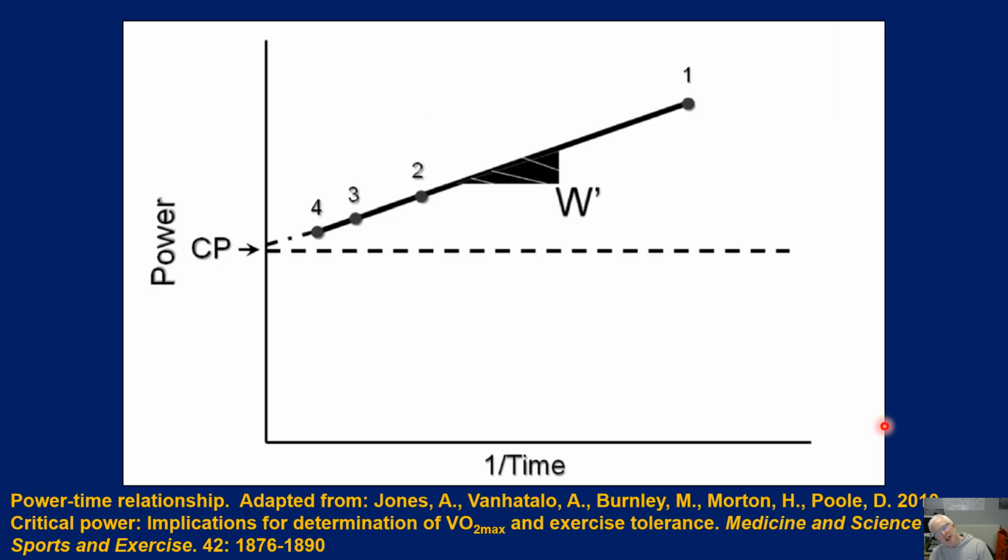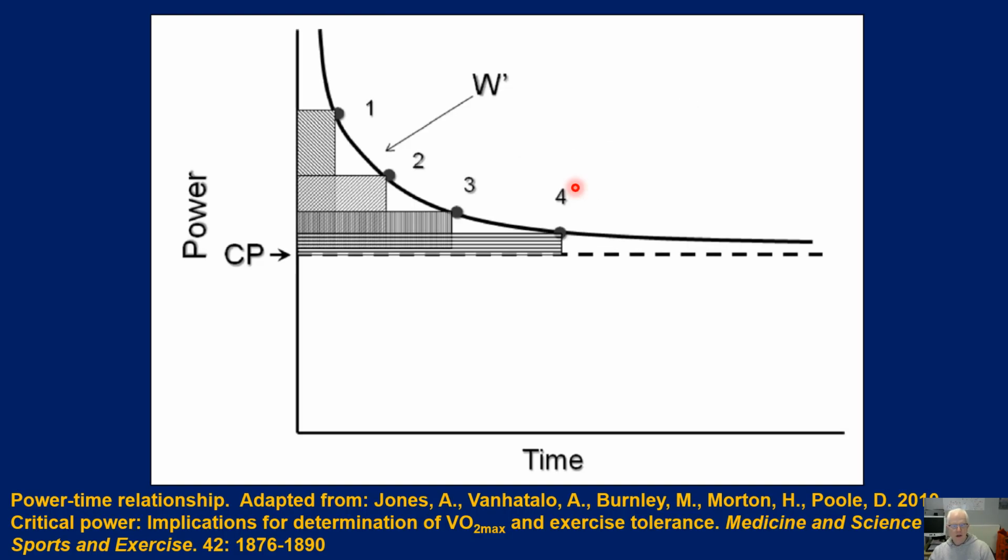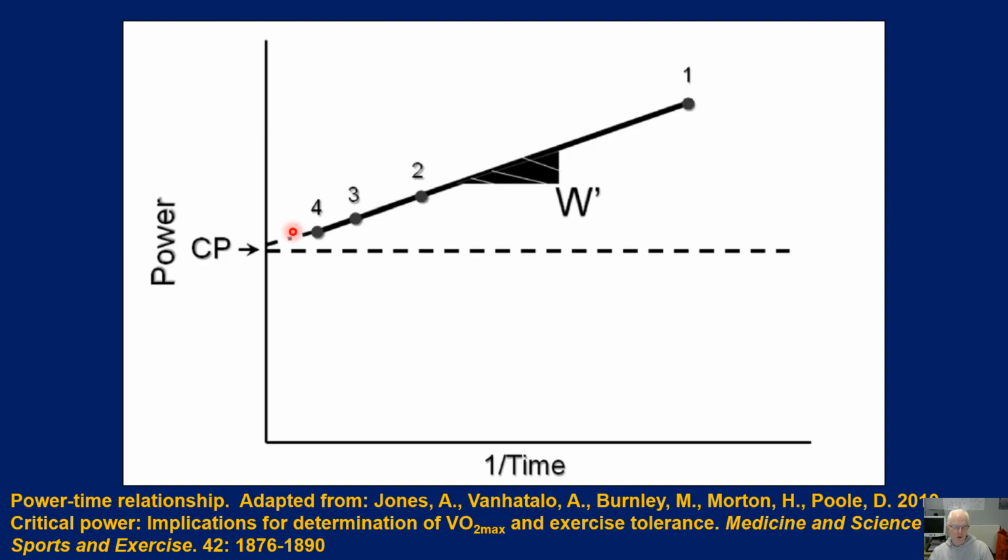But what it does is it allows us to take a linear response. The intercept of that relationship on the y-axis gives you the critical power. The gradient of the slope of the line is the W prime. So you've now got two amazing parameters. I've got the boundary between heavy and severe exercise, and I've got this W prime, which is fundamentally this anaerobic capability of the individual, both of which are trainable, both of which respond both clinically and athletically.